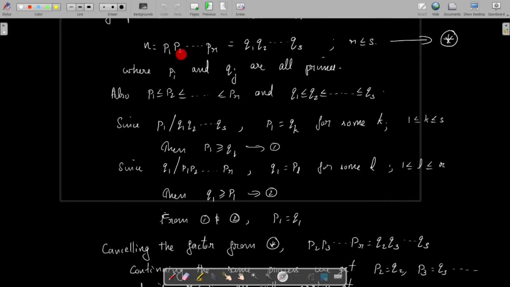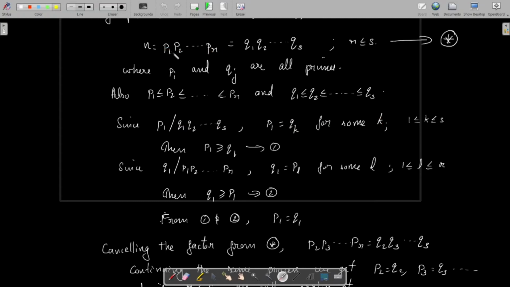Now we have p1 into p2 into etc. pr equals q1 q2 etc. qs. That is, q1 q2 etc. qs equals p1 into an integer. Here p2 etc. pr can be considered as a single integer. So p1 into an integer gives the product q1 q2 etc. qs. Therefore we can say p1 is a divisor of q1 q2 etc. qs. So p1 divides q1 q2 etc. qs. But we have already studied a result that if a prime number divides a product of primes, then this one equals one of the primes in the product. That is, here p1 divides q1 q2 etc. qs implies p1 equal to qk for some k where k lies between 1 and s.